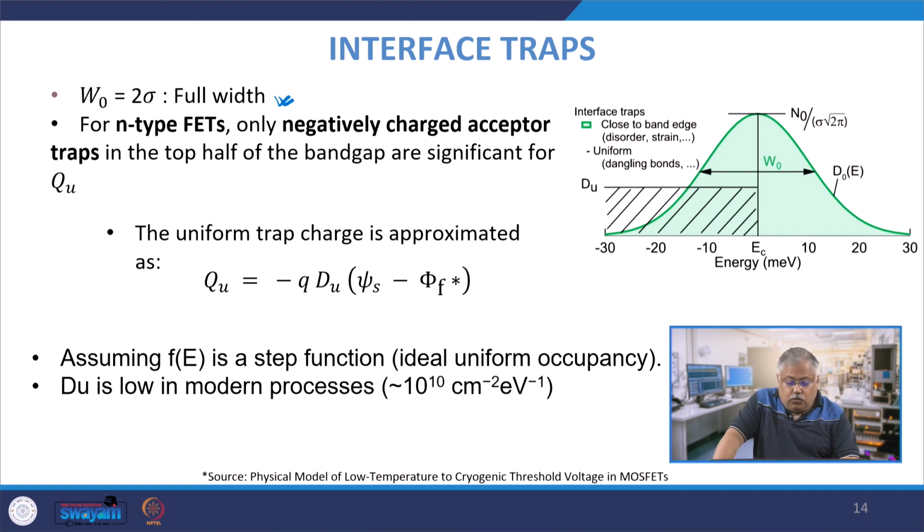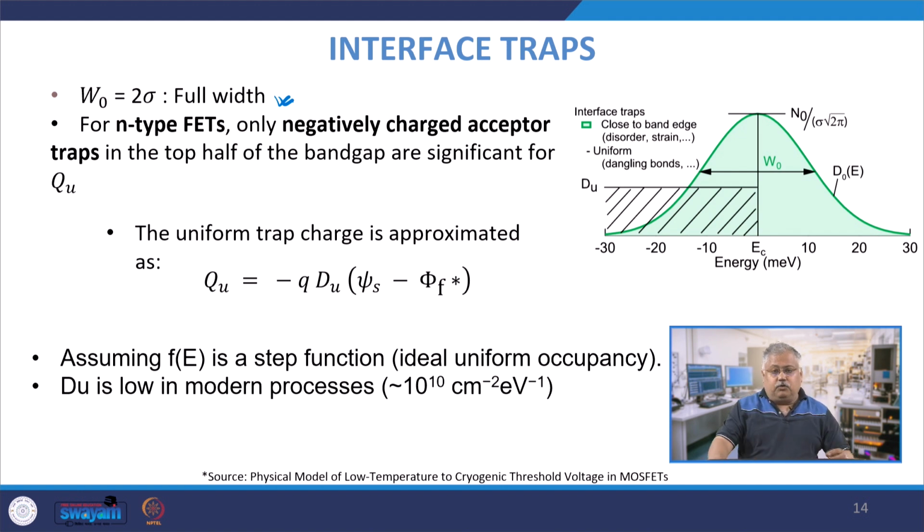This gives you Q_U, the uniform interface trap charge, equal to minus q times D_U times (psi_s minus phi_F star). Psi_s is the surface potential and phi_F star is the modified Fermi potential, and D_U is the interface trap density. As you see, as the surface potential becomes very different from phi_F star, my Q_U uniform trap charge also tends to increase. Typically, the value of D_U is around 10 to the power 10 per centimeter square per electron volt, and we are assuming that for all practical purposes uniform profiling has been done.